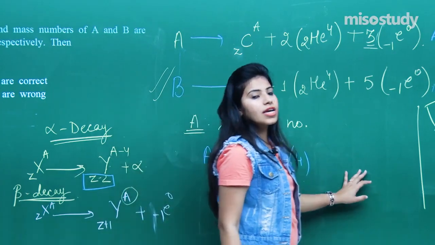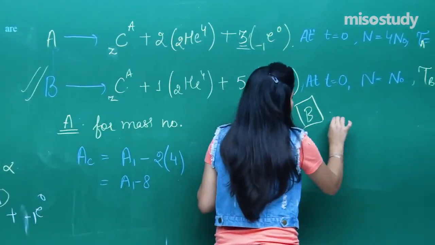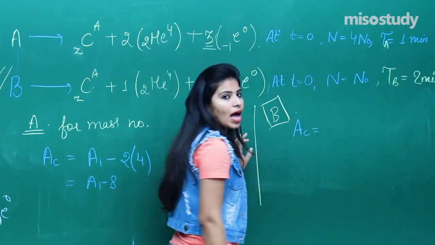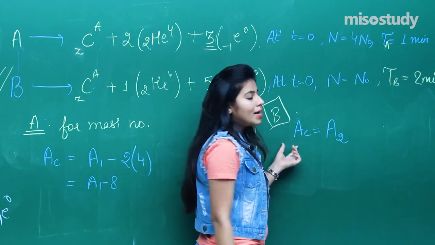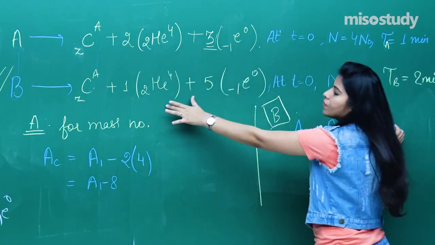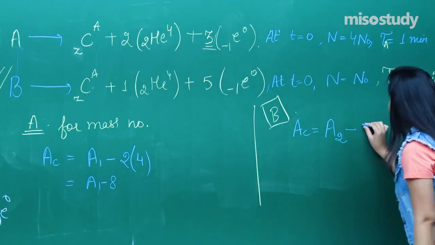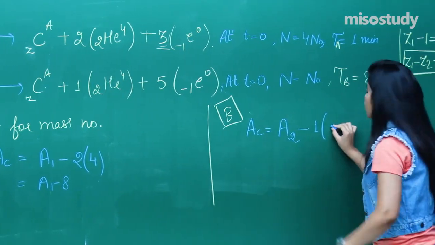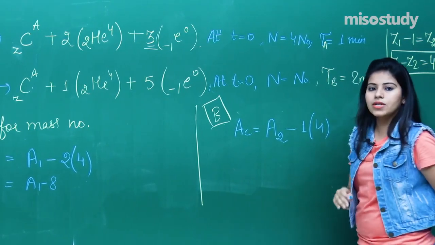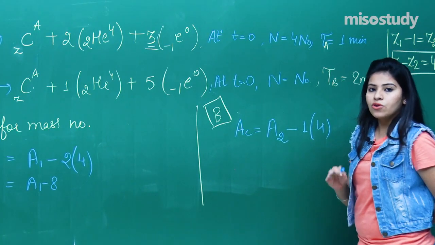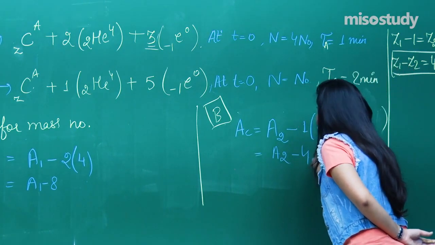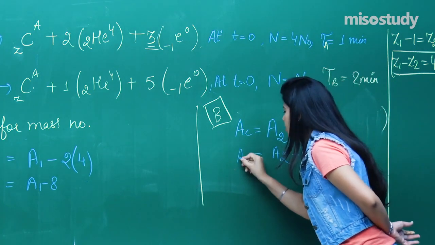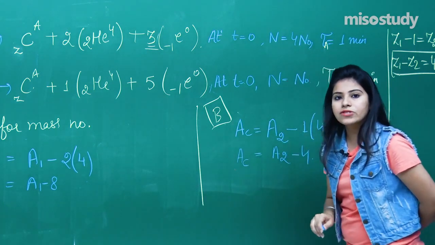Let us see for the case of B. Again for AC, we will be having A2 minus, now here you are having 1 alpha particle. So you will be writing 1 into 4, because the mass number of helium is 4. So you are having A2 minus 4 as your AC, that means the mass number of C.